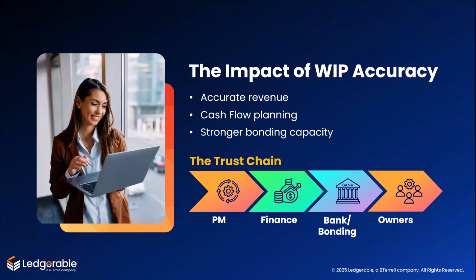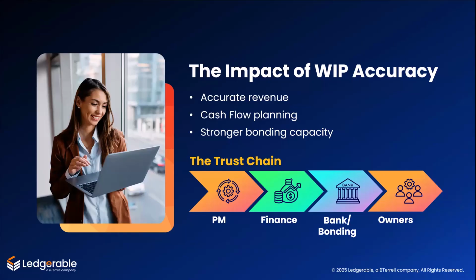The impact of WIP accuracy and revenue recognition is that it leads to stronger financial credibility with banks and bonding companies. It also leads to a smoother audit with clean and defensible schedules. The cash flow stability also improves since you're not over or under billing. At the project level, the PM gets clarity on whether the job is ahead or behind financially. At the company level, CFOs can forecast cash needs with far greater accuracy.